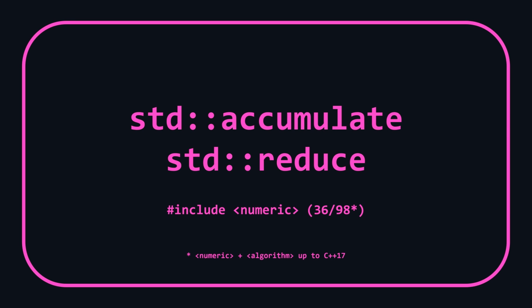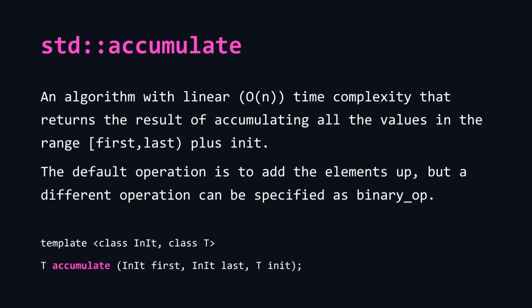In this video, we're going to be covering two algorithms from the STL numeric library, std::accumulate and std::reduce. For std::accumulate, we have an algorithm with linear time complexity that returns the result of accumulating all the values in the range first to last plus init. The default operation is to add the elements up, but a different operation can be specified as binary op.